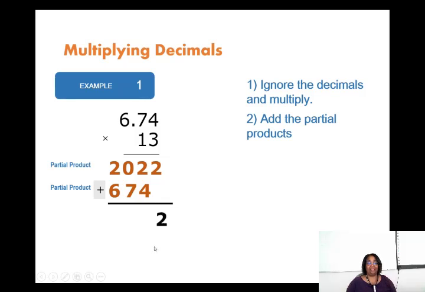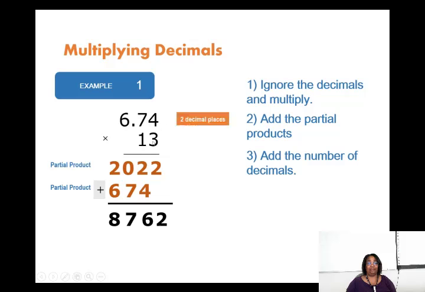So when I add this up, I get a 2, I get a 6, a 7, and I get an 8. Now let's handle our decimals now that we've got our product here. How many decimals are in this number?